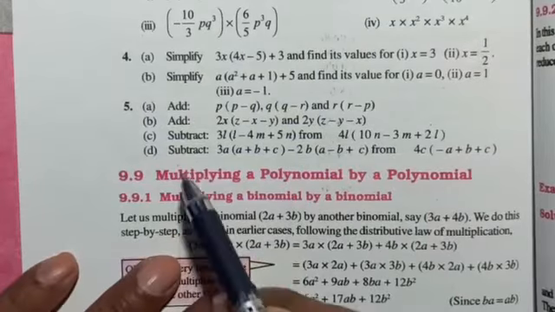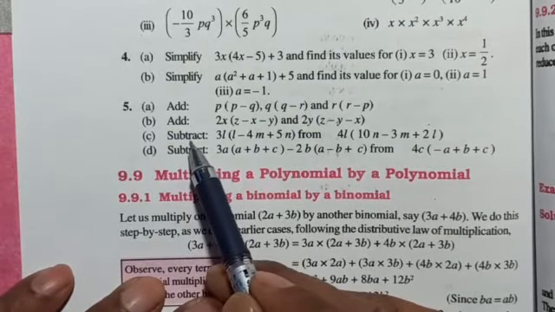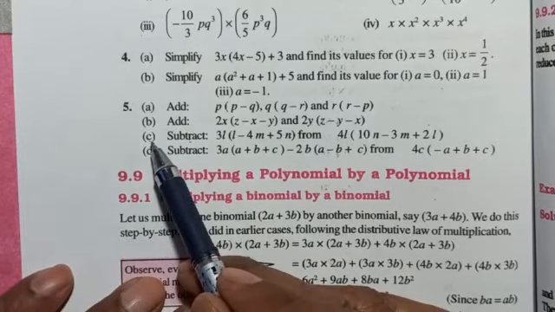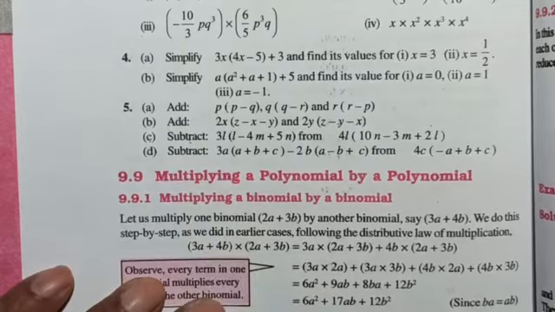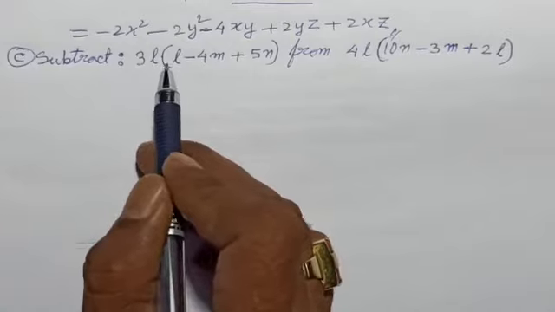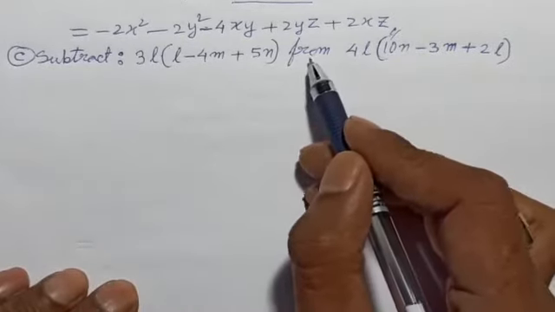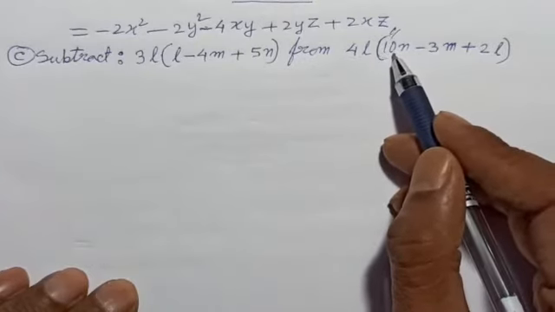Now from this exercise, question number C and D are the same. This is also subtract, this is also subtract. So let me do C and you try D. Okay, now let's try question number C. Question number 5C, subtract 3L, then bracket starting L minus 4M plus 5N from 4L bracket 10N minus 3M plus 2L.